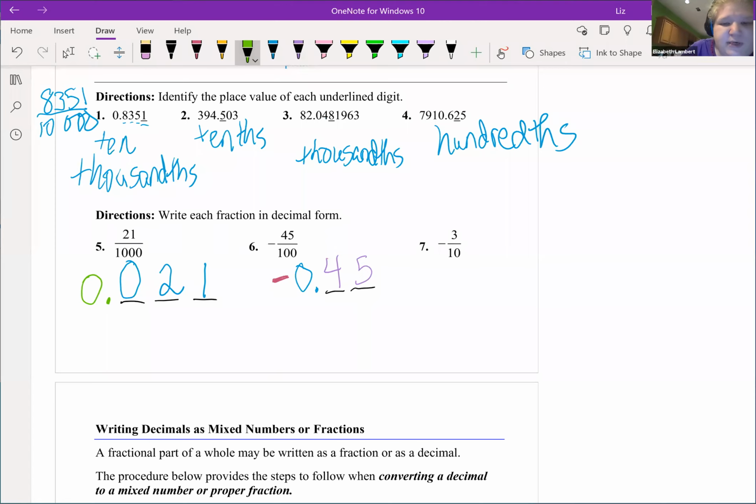And then last but not least, again, a negative. And 3 tenths. We got that 0 point. And there's only one place, and it has a 3. That's it. Terminates. None of these are repeating decimals. They're all what we call terminal, or they stop decimals.